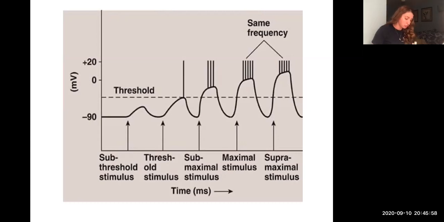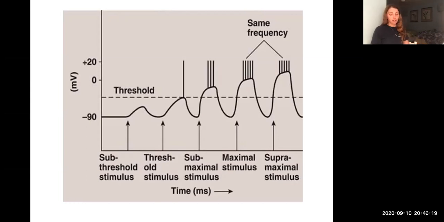Do action potentials always have the same amplitude and the same duration? The answer is yes. No matter the stimulus, if threshold is reached, which means if it reaches the threshold of negative 55 millivolts, the action potentials have the same amplitude and duration.